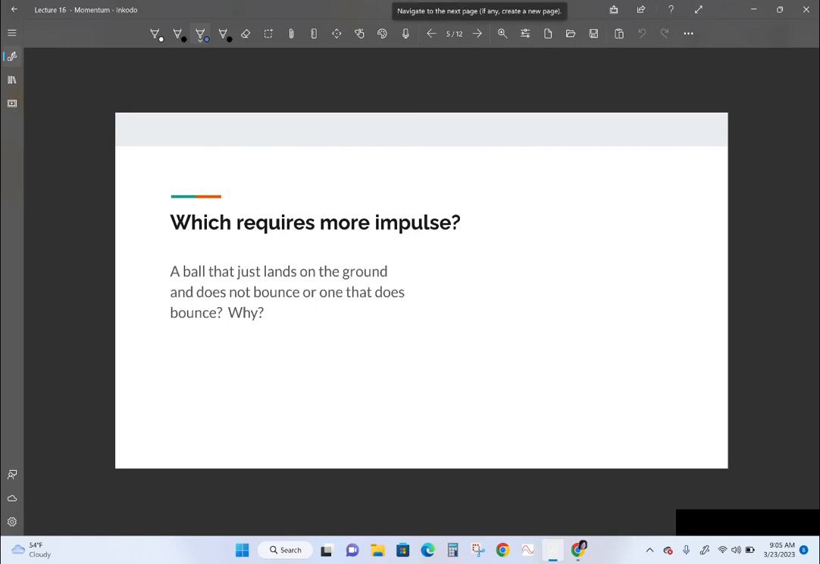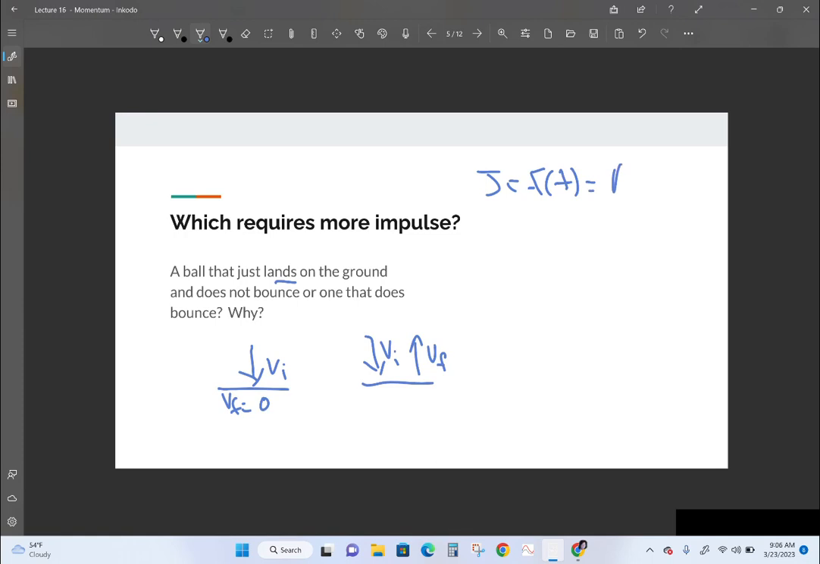Let's also talk about impulse in terms of how you know when something requires more impulse. So let's just take an example of a ball that just lands on the ground. So the ball falls and then it just stops. So it has some initial speed and then its final velocity is 0. So it just lands on the ground. Versus it has some initial speed and it bounces up with some speed. Which one has a bigger impulse? Well, impulse is either F times T or the change in momentum. Can't really look at F times T here, but we can look at the change in momentum, right? So more impulse means more change in momentum.